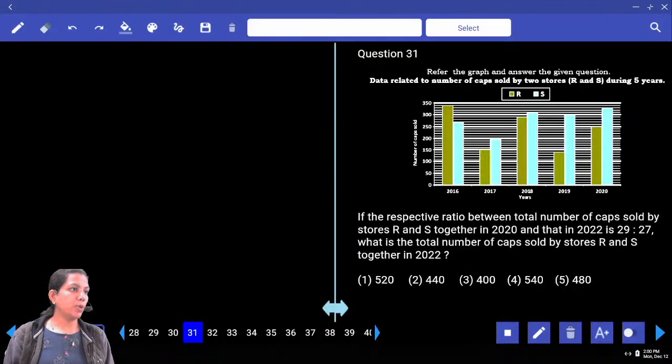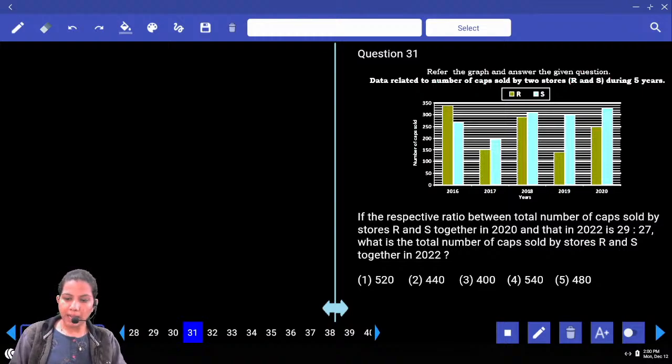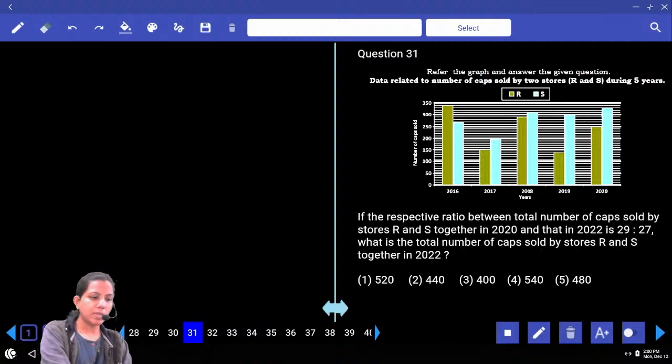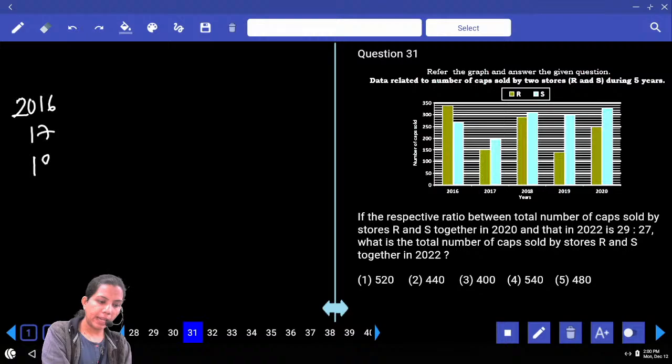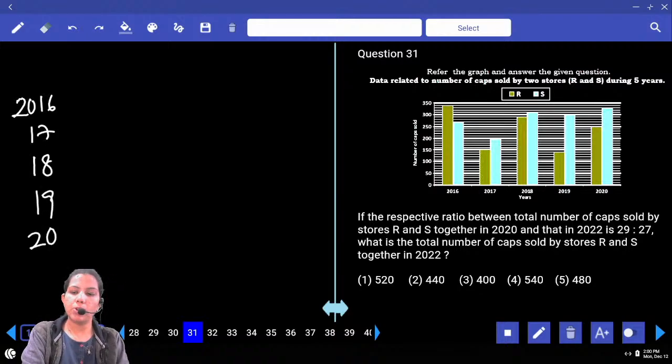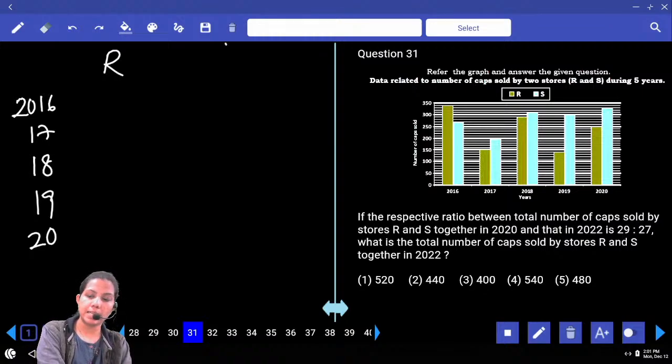Question number 31 to 35. Convert the bar graph to the table. The years are 2016, 17, 18, 19 and 20. The data is related to the number of caps sold by two stores R and S.